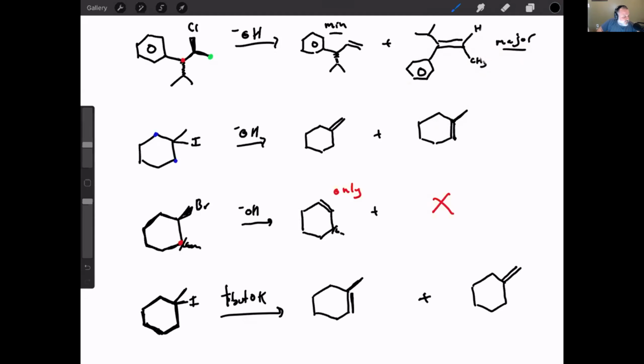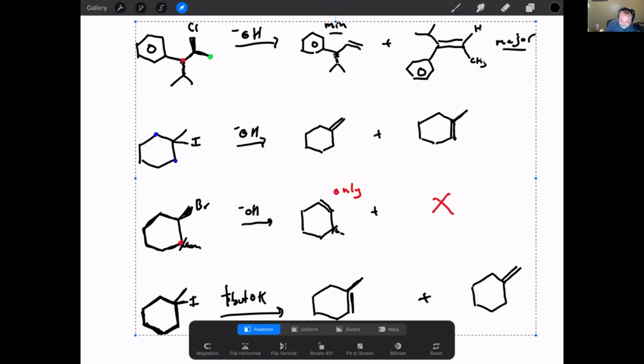So that's a couple of examples of how to do some of this E2 predict-the-product stuff. Remember, most of the time I'm just going to ask you for the major product, but you should keep in mind that the minor product is going to be there as well. You want to be able to think about which one of those will be the minor product so that you can answer those questions when they pop up.